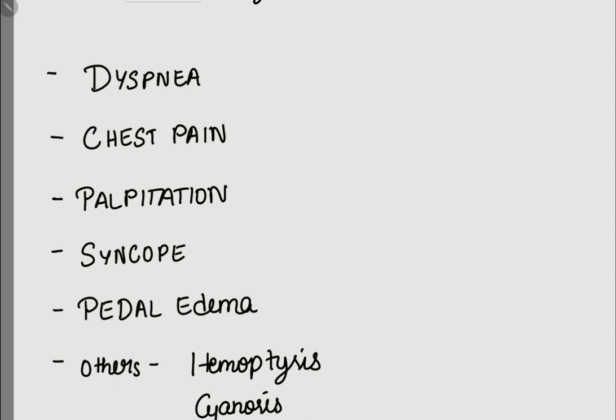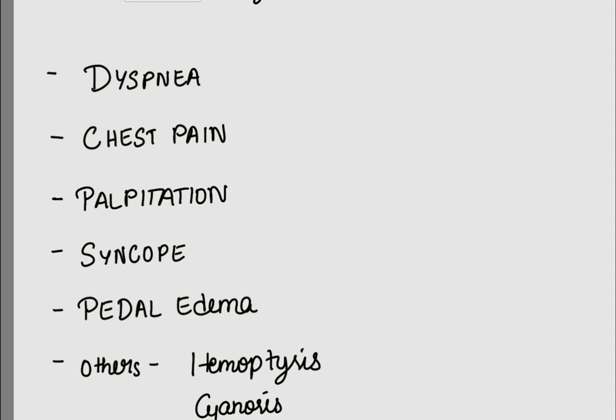To look in detail about each of these symptoms, we have to ask in detail about dyspnea regarding duration, onset, grading, progression, aggravating factor, relieving factor, orthopnea, trepopnea, platypnea, paroxysmal nocturnal dyspnea, and any associated symptoms if present, such as wheeze and cough with expectoration.